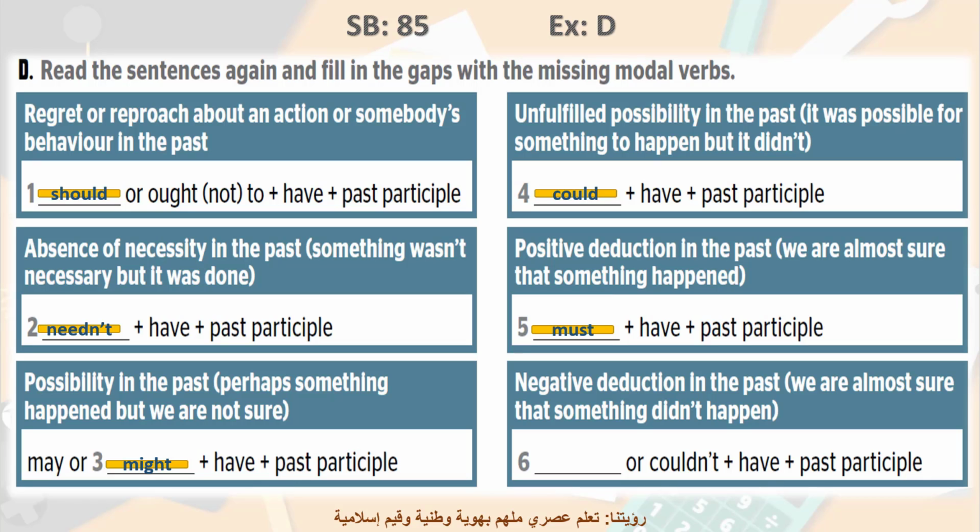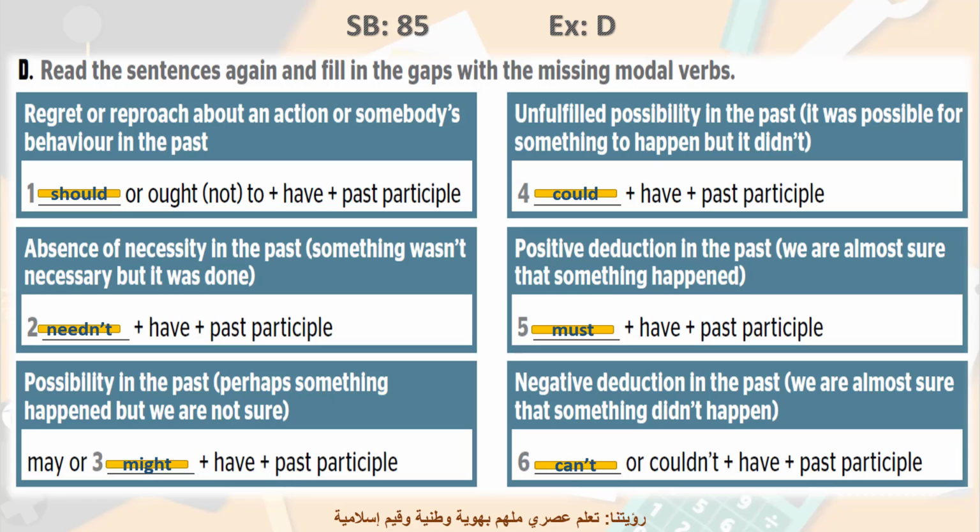And finally, number 6, negative deduction in the past. We are almost sure that something didn't happen. متأكدين تقريبا أن شيئا لم يحدث. Of course we use yes, can't or couldn't have plus past participle.